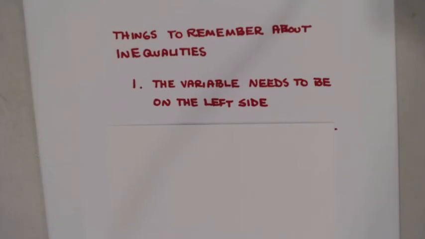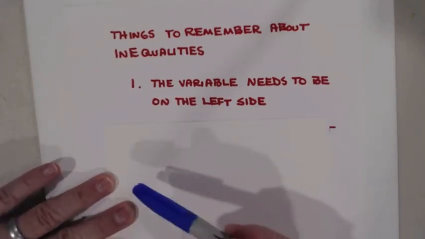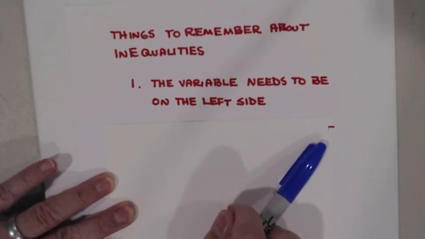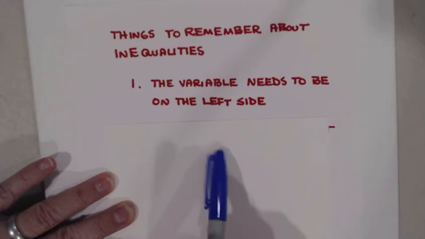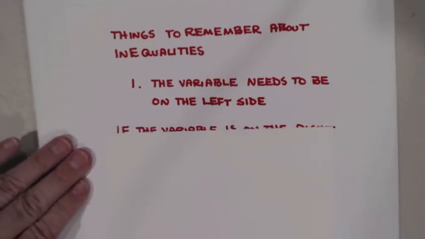Just like there are rules with equations, there are rules or things we need to remember about inequalities. And one of the things that you need to remember about an inequality, especially when they start putting variables in these, is that the variable needs to be on the left side. This side over here is the right side, and this over here is the left side. You don't want variables over here on this side when you've got an inequality. You want the variable to be on the left side. So how do you get it on the left side?